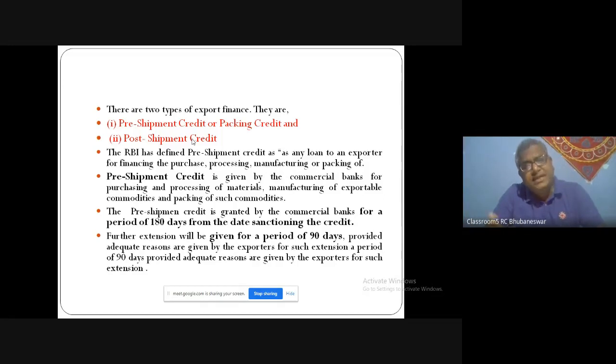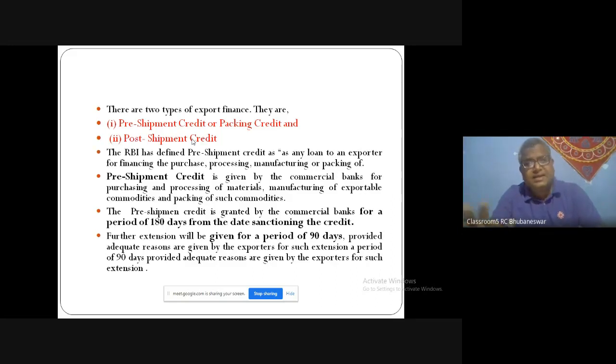But the question is, pre-shipment means at the time of loading, when a bank looks into the matter. You see in my slide, any loan to an exporter for purchasing, processing, manufacturing or packing is given as pre-shipment credit by the commercial bank. What is this purpose? For purchasing, processing, manufacturing, exporting commodities, and packing. Some finance is required at the time of exporting, and that is called pre-shipment credit.